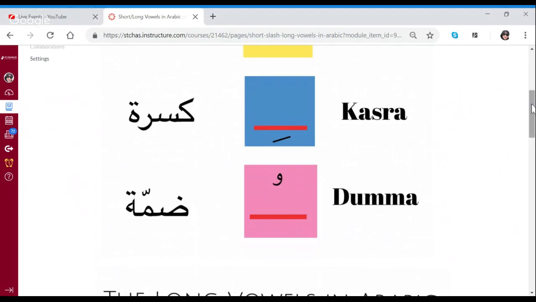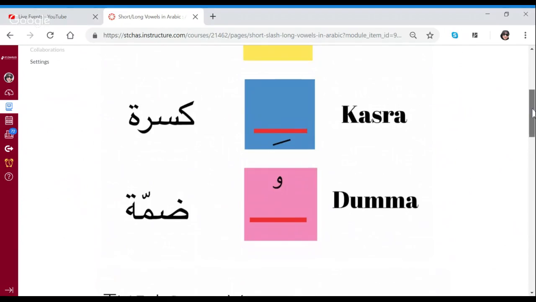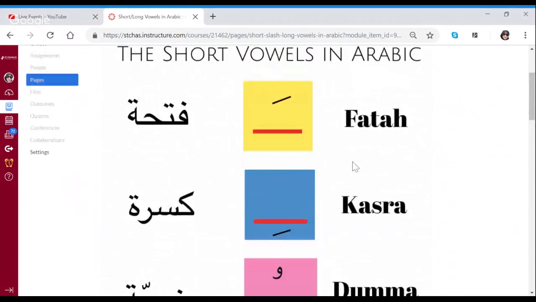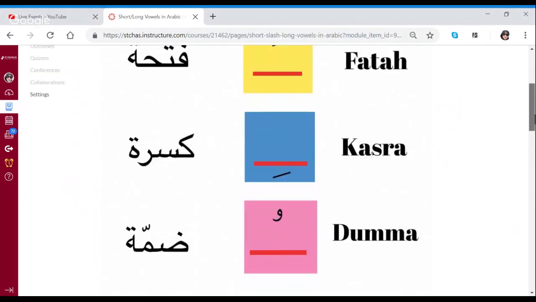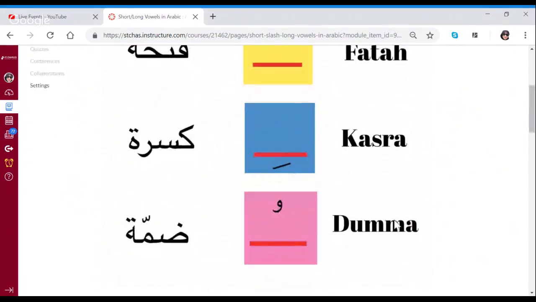So there are three types of short vowels. Two are written above the line and one is written below the line. Fatha is written above the line. It looks like a slash mark. Kasra is written below the line. It looks like a slash mark. And damma looks like the letter wow, and it's written above the line, but it's small. So your letter's big and that's small.